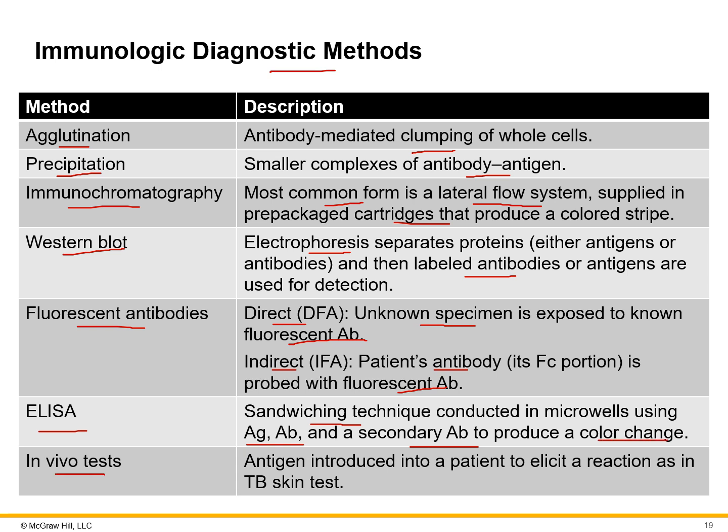And then finally, an in vivo test. This is where the antigen is introduced into the patient to cause a reaction, like the TB skin test. The antigen is put in there, and if the patient has antibodies against tuberculosis, then it produces a reaction that creates a rash at that site.